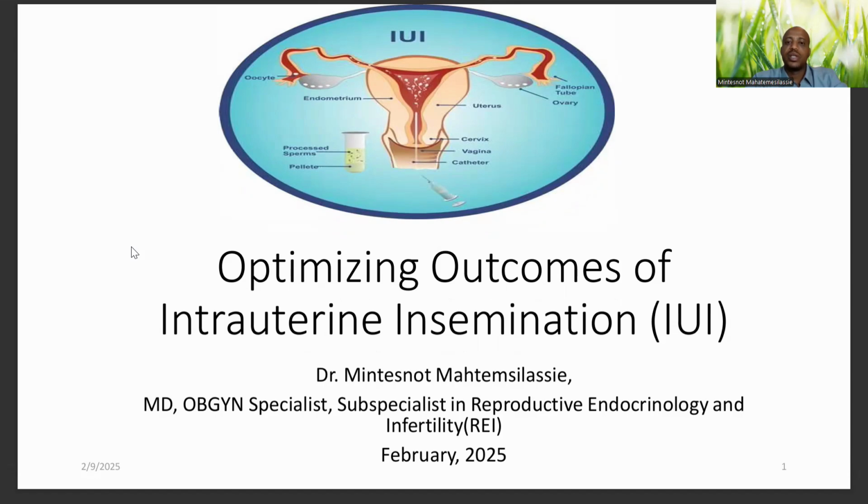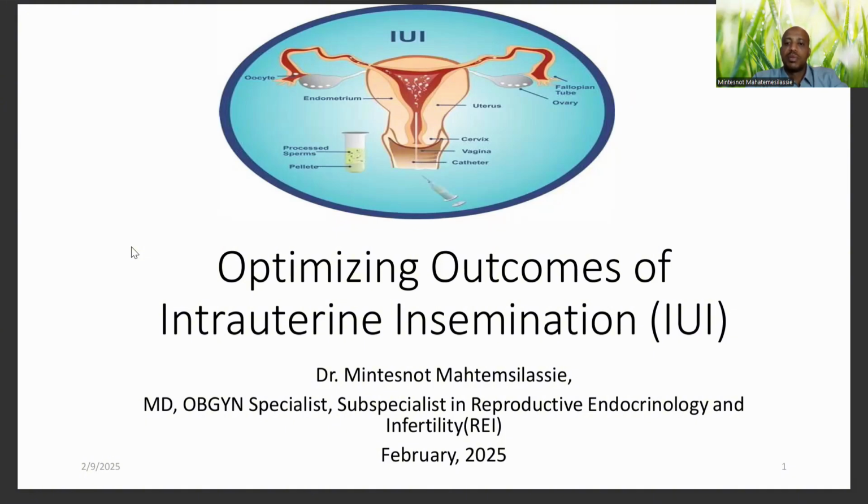As you all know, intrauterine insemination is one of the common procedures done for infertile couples worldwide, especially in developing countries. It is because it is a simple procedure and less expensive compared to in vitro fertilization. It is more effective compared to ovulation induction and timed intercourse.